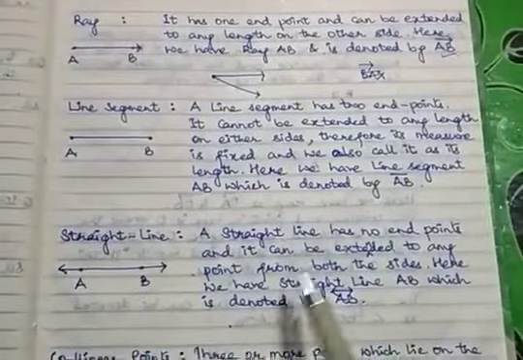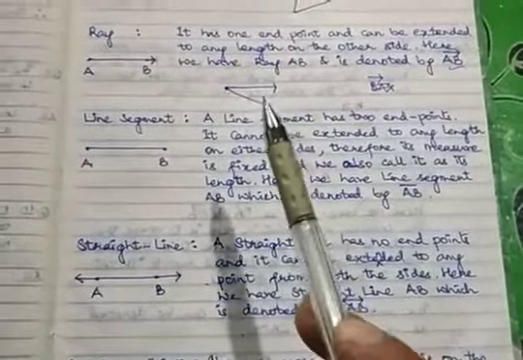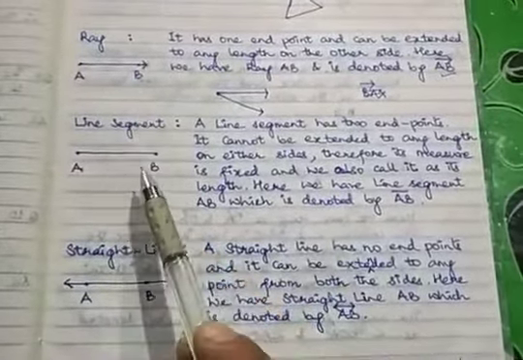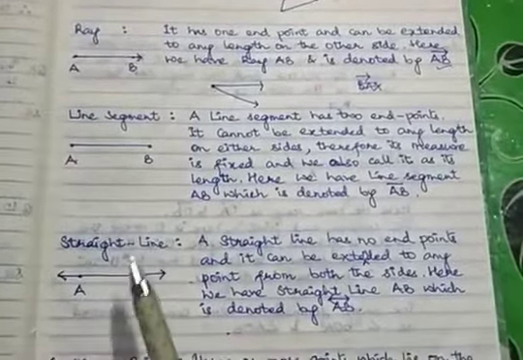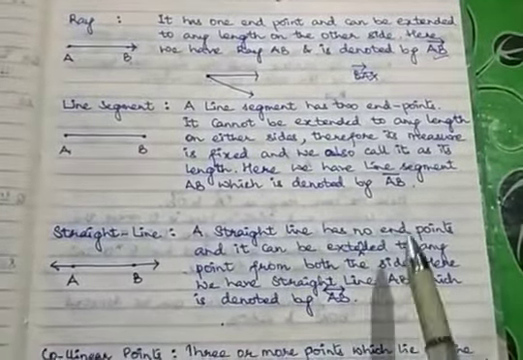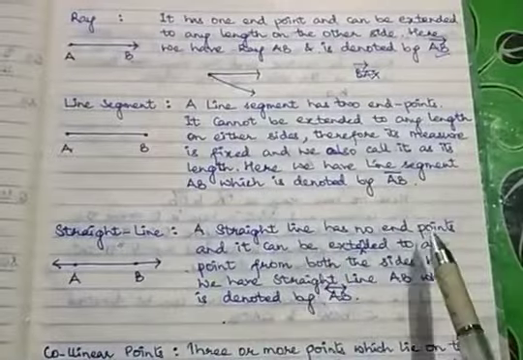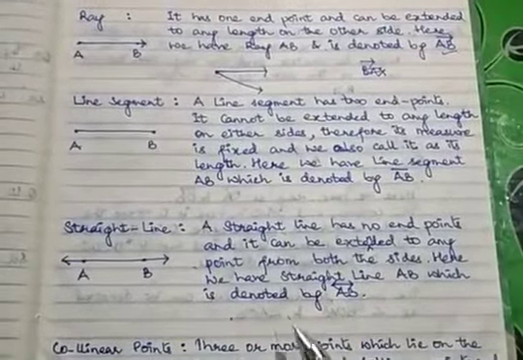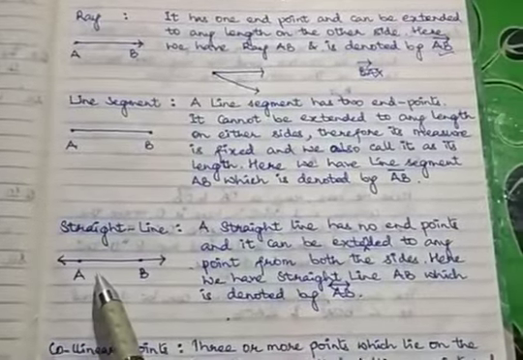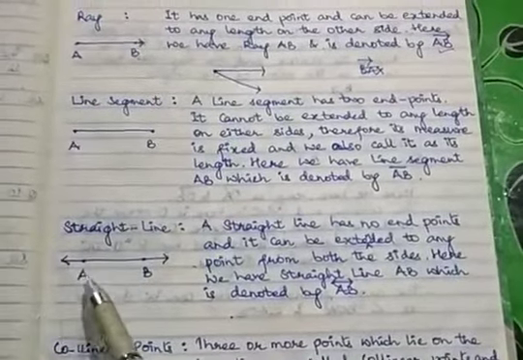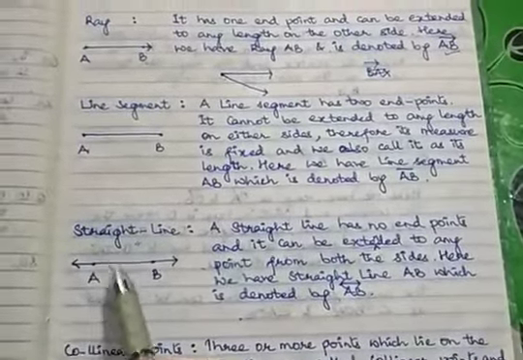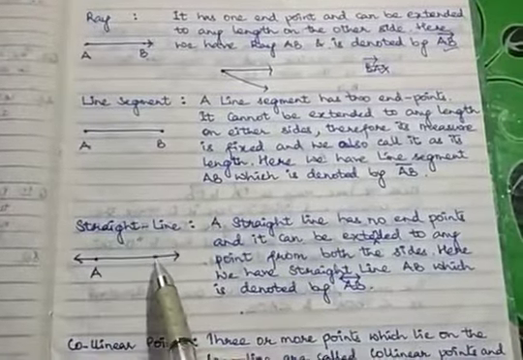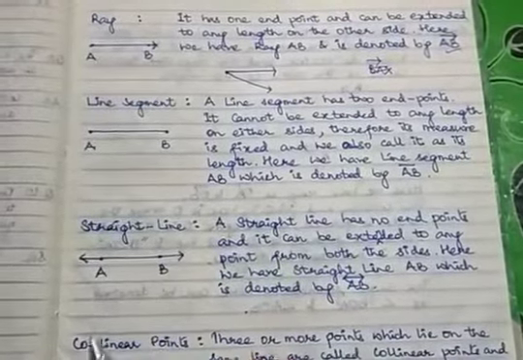Remember, a ray has one endpoint, a line segment has two endpoints, and now comes a straight line, which does not have any endpoint. A straight line has no endpoints and can be extended to any point from both the sides. In the figure I have drawn here, I have just given names to two points, A and B, on a line.